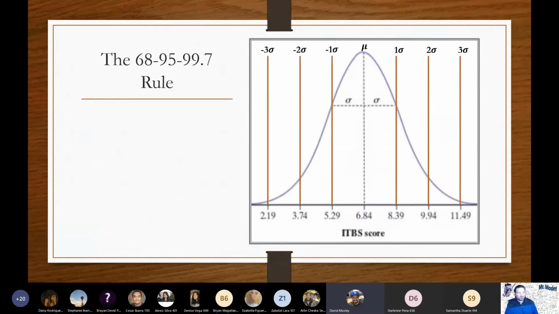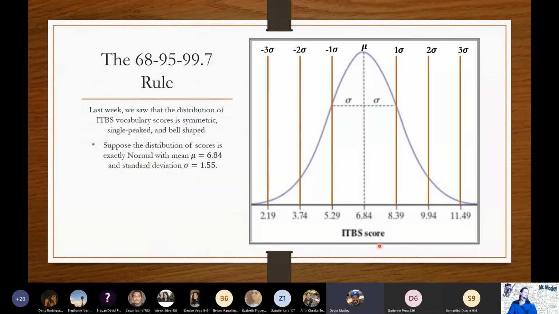So now, this brings us to our 68, 95, 99.7 rule. In some textbooks, this is called the empirical rule. We're going to look at a graph that we saw last week. We were looking at these ITBS vocabulary scores. That is the curve here, and it is a symmetric, single-peaked, and bell-shaped curve based on these vocabulary scores.